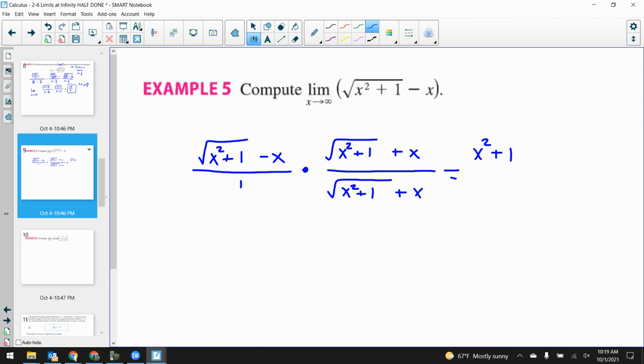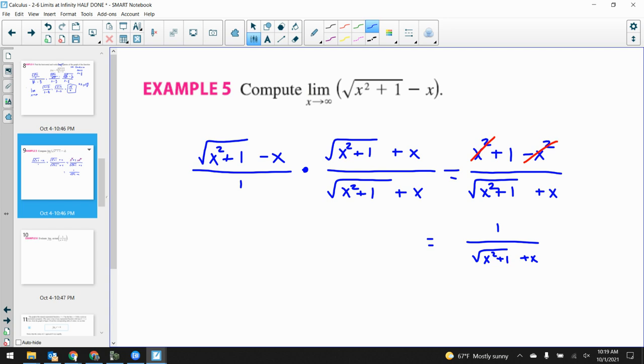Now, the last: negative x times positive x, negative x squared. Ooh, now that's nice. That's very convenient, because x squared minus x squared will cancel, leaving us with 1 over the square root of x squared plus 1 plus x.